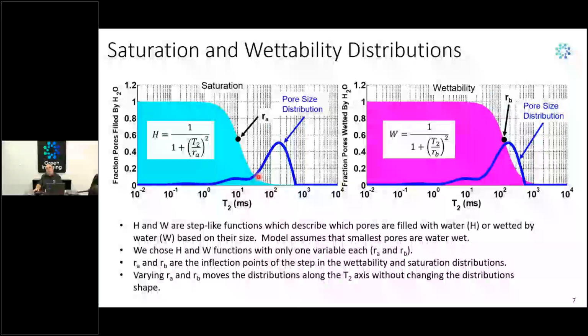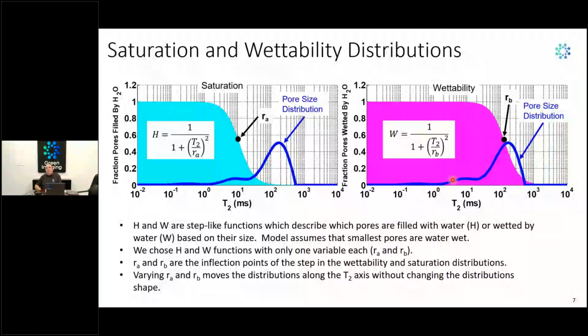And that's exactly what I have here. In this case, I have the 100% water saturated T2 distribution, and I've put the H function to show that only these pores shaded in light blue are contributing to the water, or the pores that are wetted by water. Conversely, you can do the same thing with the wettability. So in this case, I put it over here, and now I'm saying all these pores are wetted by water.